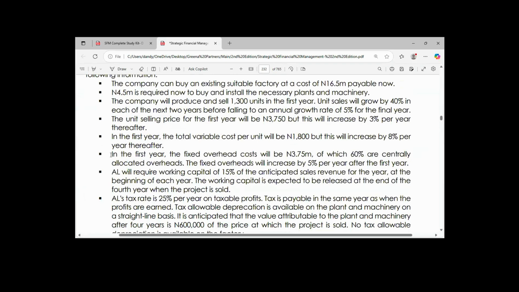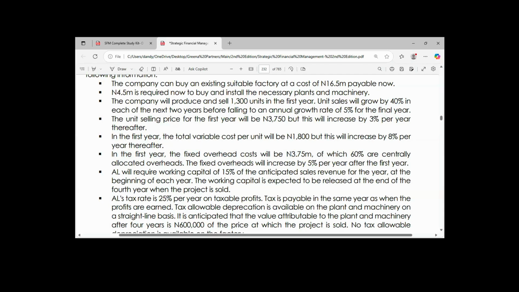After variable cost, the next bullet point, we are told that in the first year, the fixed overhead cost will be 3,750,000, of which 60% are centrally allocated overhead. The fixed overhead will increase by 5% per year after the first year. So the examiner has told us that the fixed overhead is 3,750,000. Since our figures are in thousands, this will be 3,750.